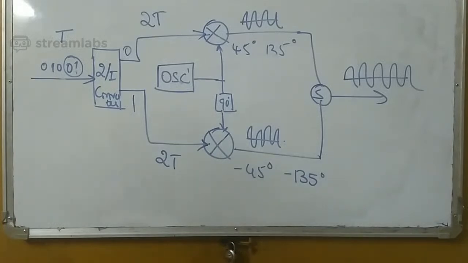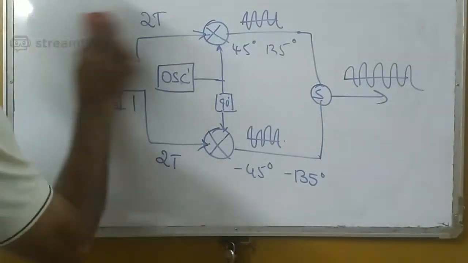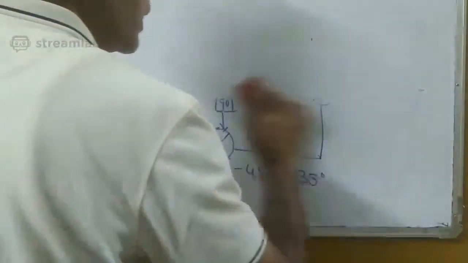This is the arrangement we use for the generation of quadrature PSK. I will show you how exactly this quadrature PSK signal is generated. It is difficult to digest because the phases involved make the representation a bit difficult, but I will try to show it to you over here by taking 4 different phases, and how exactly your output will look.